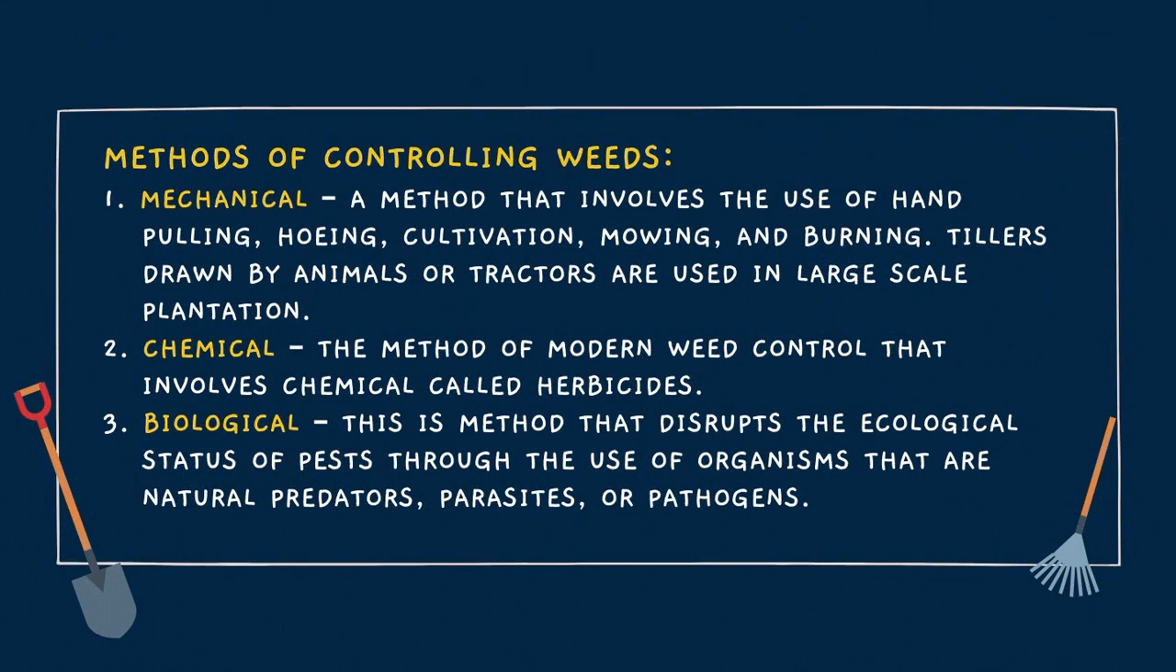Methods of controlling weeds. Number 1, mechanical. A method that involves the use of hand pulling, hoeing, cultivation, mowing, and burning. Tillers drawn by animals or tractors are used in large-scale plantations. Number 2, chemical. The method of modern weed control that involves chemicals called herbicides. Number 3, biological. This method disrupts the ecological status of pests through the use of organisms that are natural predators, parasites, or pathogens.